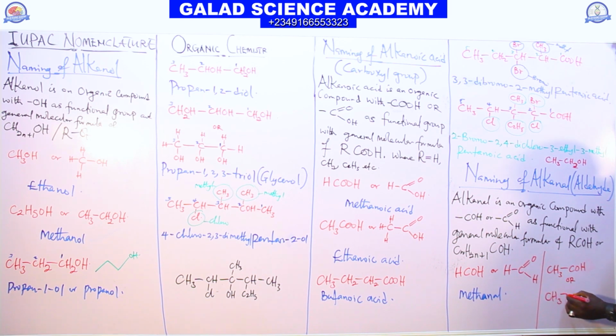Or this compound can also be in this form, CH3COH. The name of this compound is ethanal. It's ethanal. This one is ethanol. They are not the same.